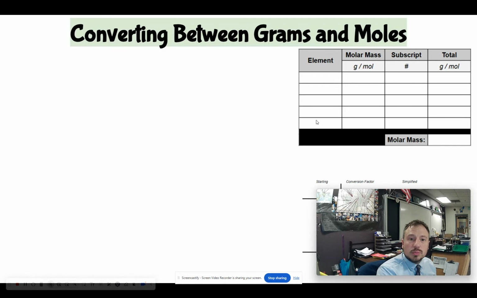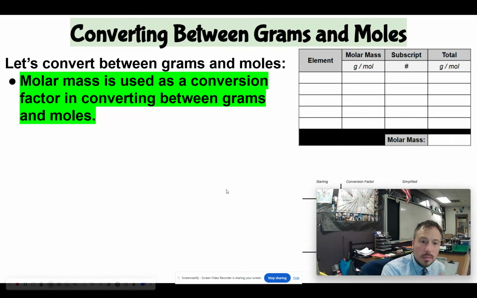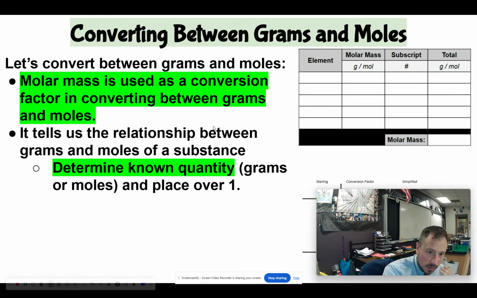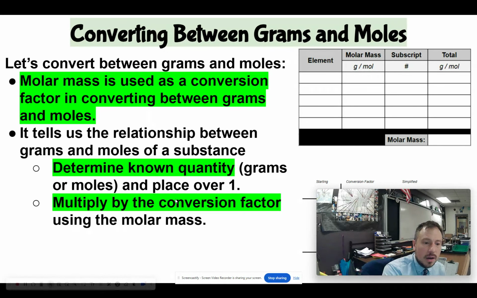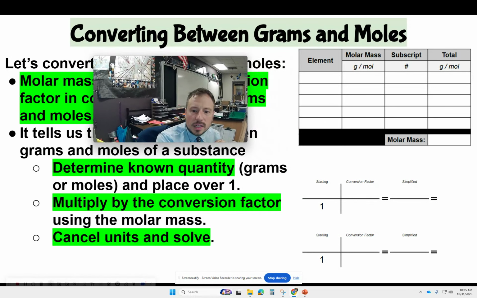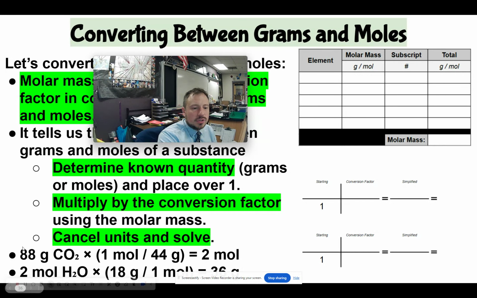So now let's move on to converting between grams and moles. The molar mass is used as a conversion factor in converting between grams and moles. It tells us the relationship between grams and moles of a substance. So here are the steps. Determine the known quantity, grams or moles, place it over 1, multiply by the conversion factor using the molar mass, and cancel the units and solve. So very simple. I'm going to do a practice one on the next page just to show you how to do that. Here are a couple of examples using carbon dioxide and water. We'll do one with water on the next page.